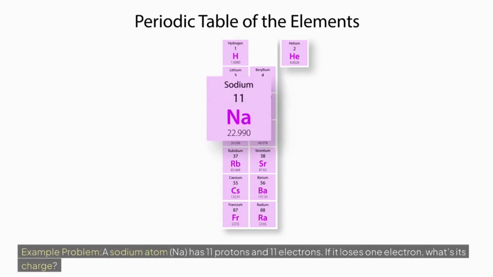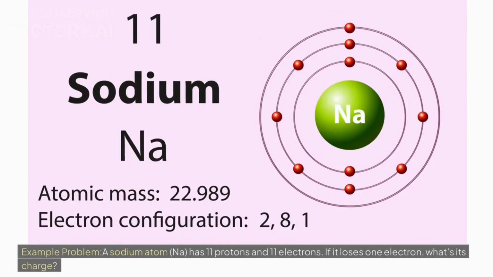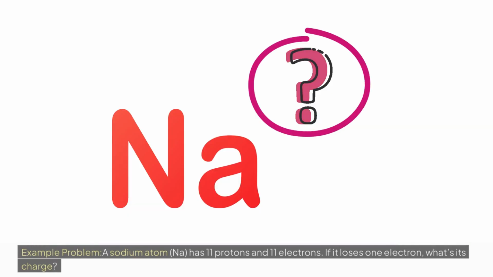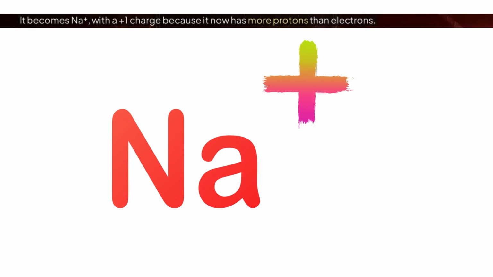Example: a sodium atom has 11 protons and 11 electrons. If it loses one electron, what's its charge? It becomes a sodium ion, symbolized as Na+, the sodium symbol with a plus sign written in superscript. It has a +1 charge because it now has one more proton than electrons.